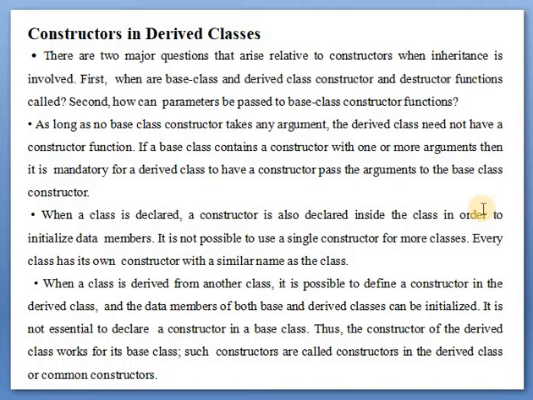Suppose we have one base class, and by using that base class we have derived one derived class, and in the derived class we can write the constructor, and by using that constructor we can initialize both the values of the base class and the derived class. That type of constructor is known as the constructor in the derived class or common constructor.